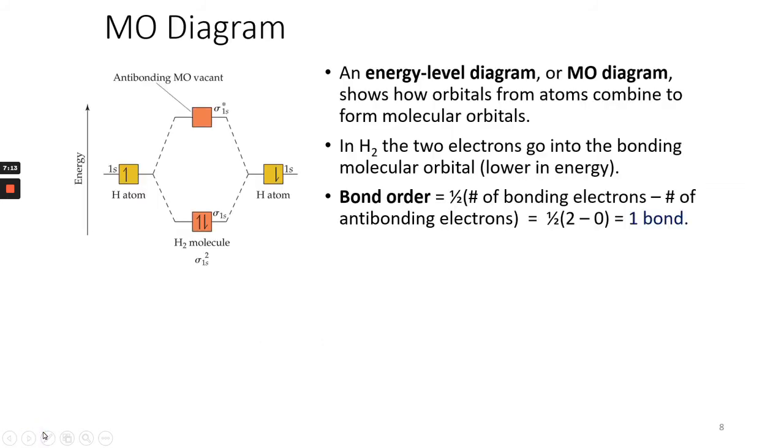So how do we actually figure this stuff out and make diagrams? This is called a molecular orbital diagram right here. Your energy diagram, or molecular orbital diagram, shows how orbitals from atoms combine to make molecular orbitals. So this here is your atomic orbital, and so is this one. And these orange ones are your molecular orbitals.